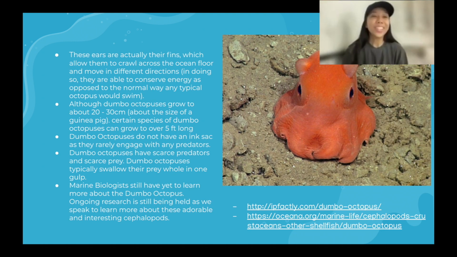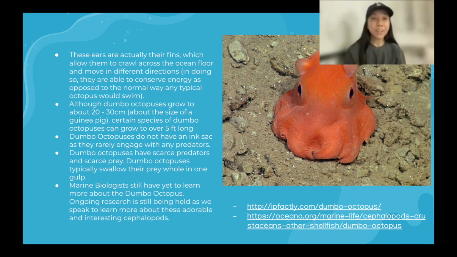All right, so these ears are actually their fins, which allow them to crawl across the ocean floor and move in different directions. In doing so, they are able to conserve energy as opposed to the normal way any typical octopus would swim. So again, they're a little bit different, as they don't swim like normal octopuses do. They conserve energy by just kind of crawling on the ocean floor. And if they have to, they're able to swim away with the umbrella shape. That's why those are the main characteristics of the Dumbo octopus.